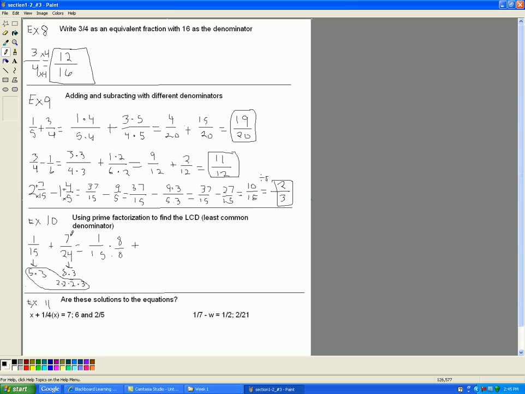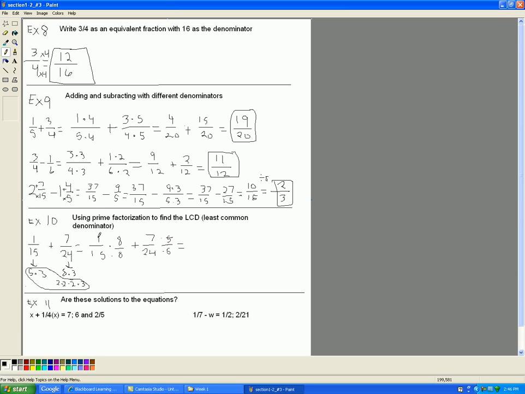And we see over here on the 7/24, what we're missing, we have a 3, we share the 3, but we don't have the 5 over here, so we're going to be missing the 5. So we have to say 7/24 times 5 on the top and a 5 on the bottom.